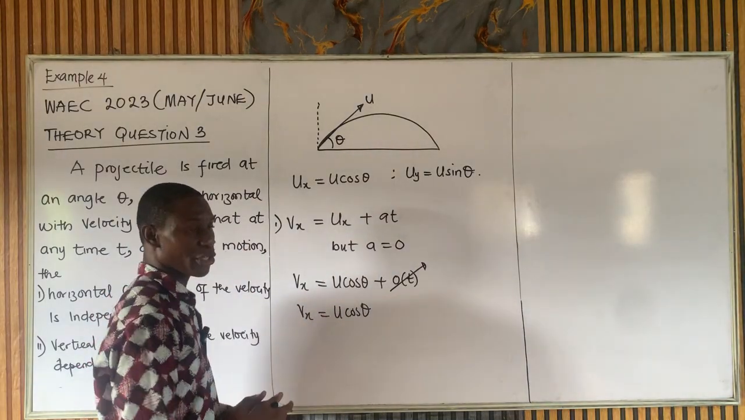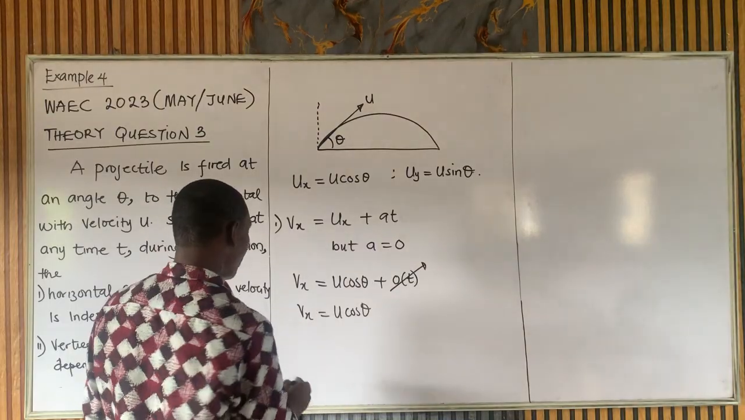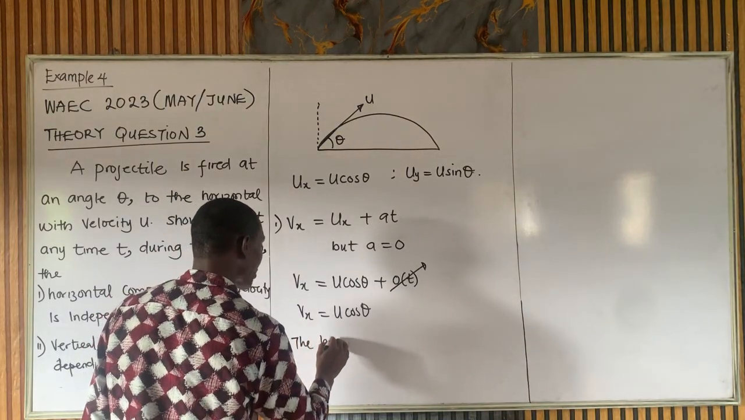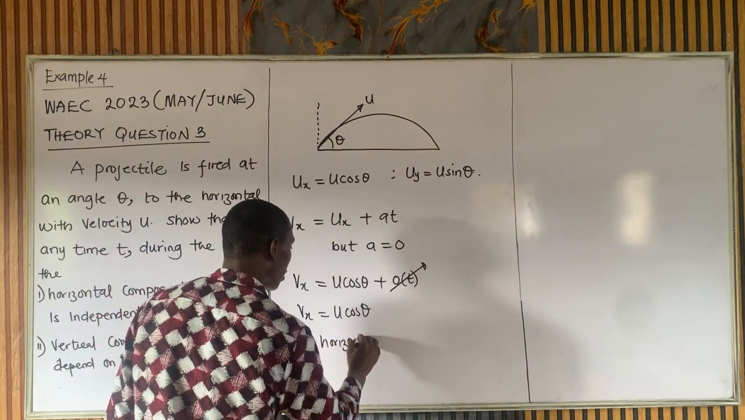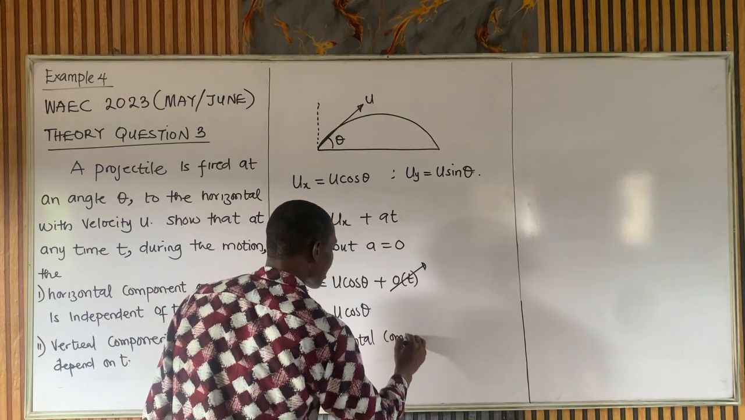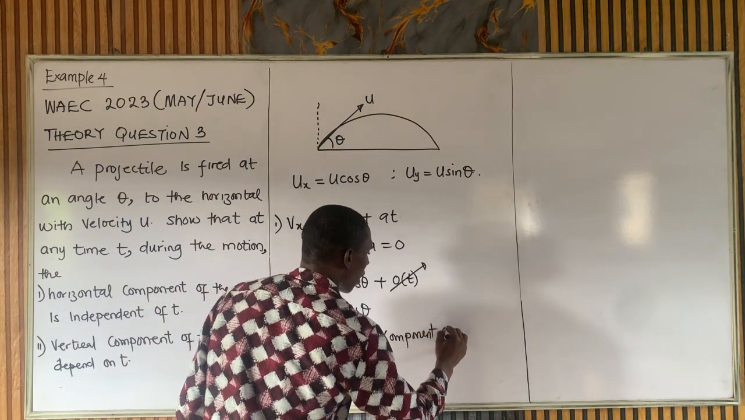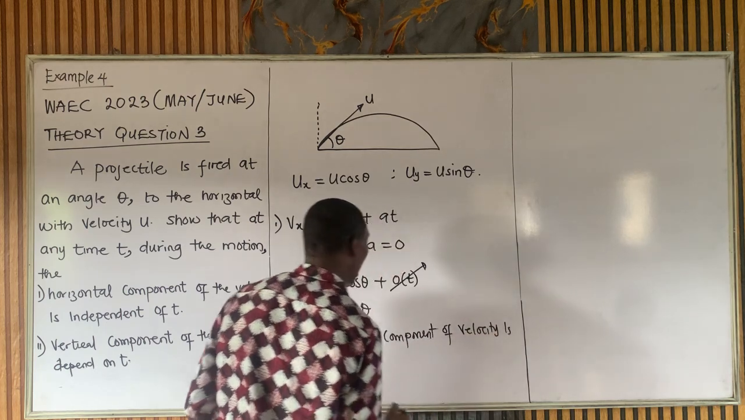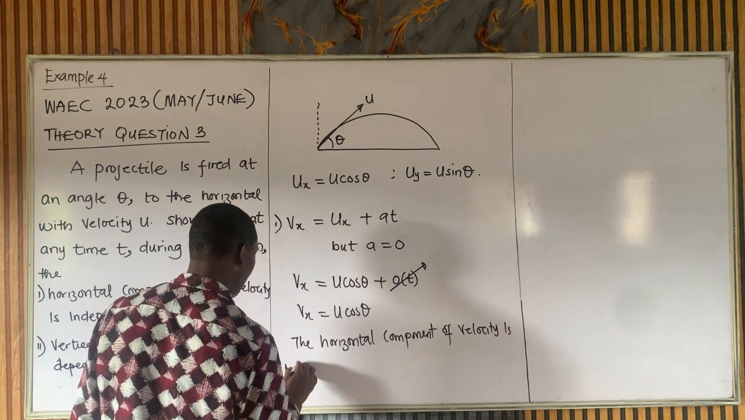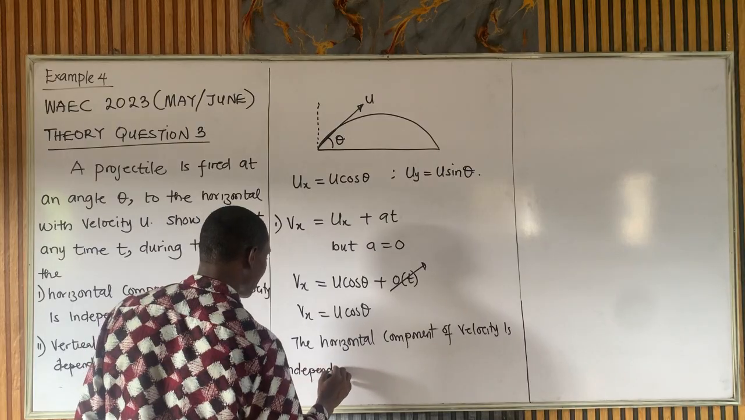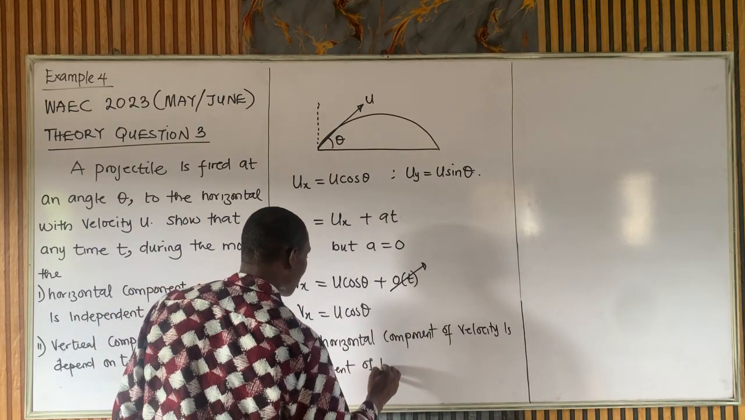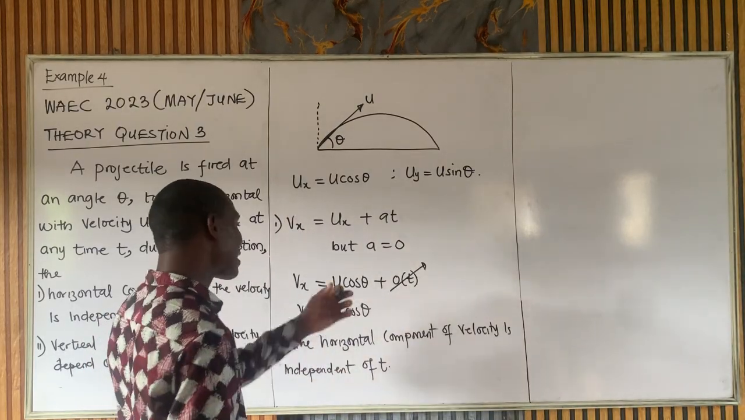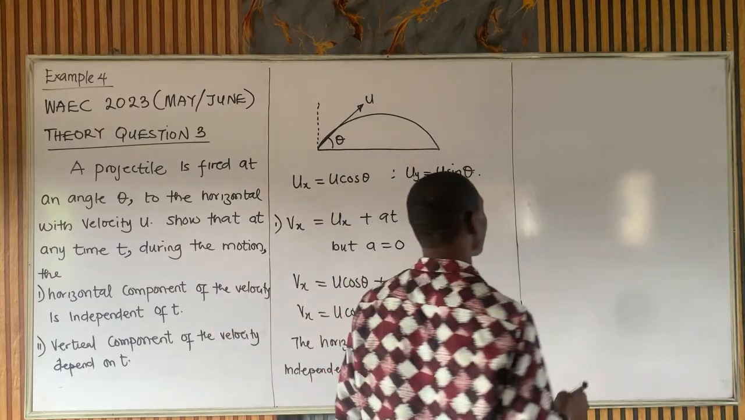As we look at this equation now, there is no t in it. So the horizontal component of velocity does not have t, so it's independent. Since it does not have t, you say it's independent of t. Now let's take the vertical component.